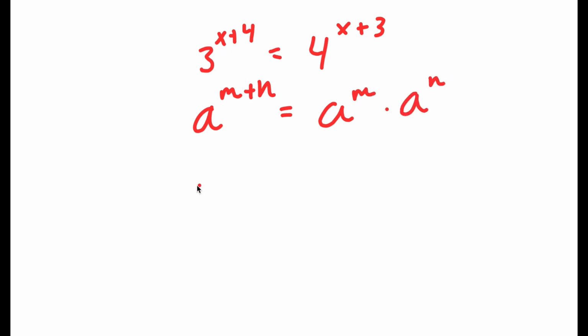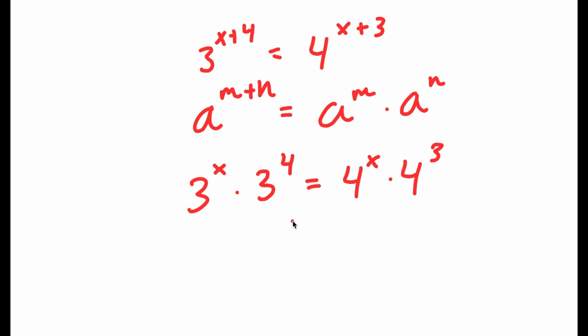So 3 to the power of x plus 4, that's going to equal 3 to the power of x times 3 to the power of 4. And 4 to the power of x plus 3, that's going to equal 4 to the power of x times 4 to the power of 3. Now I'm going to divide both sides by 4 to the power of x times 3 to the power of 4.